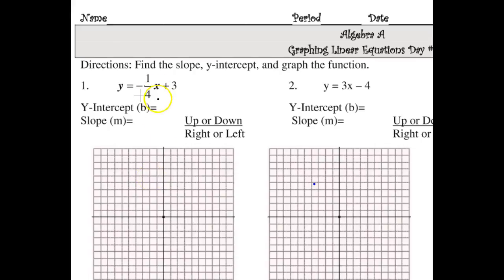So on this first one, again, look for the x. So see the x, you know the slope. So we're going to have a slope of -1/4, right? And a y-intercept of 3.